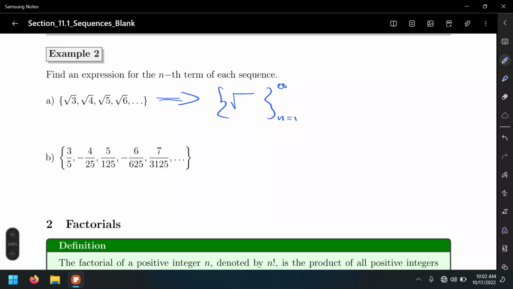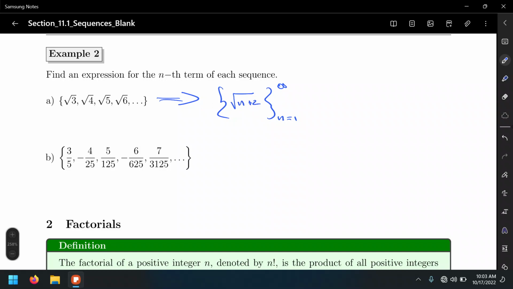So for n equals 1, if I plug in 1 plus what number equals 3? 2. That is n plus 2, the square root of n plus 2. Let's see if it works for the next numbers. What about n equals 2? Is 2 plus 2 equal to 4? What about for n equals 3? Is 3 plus 2 equal to 5? So it works, yes.